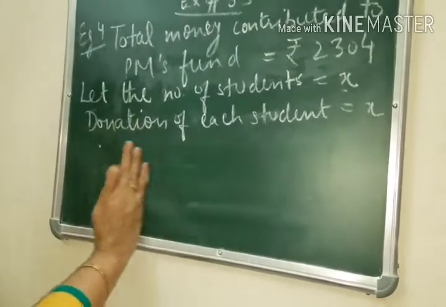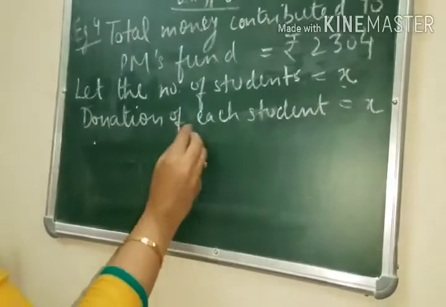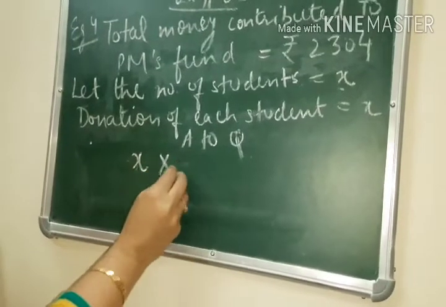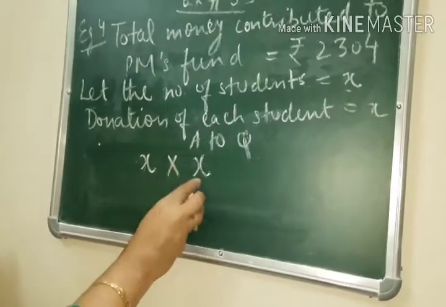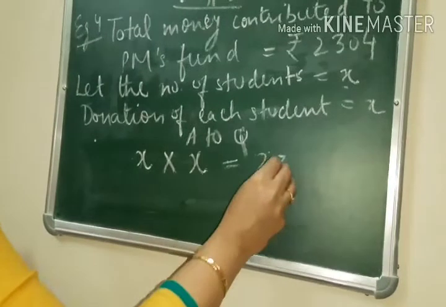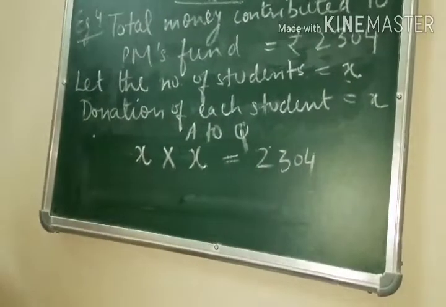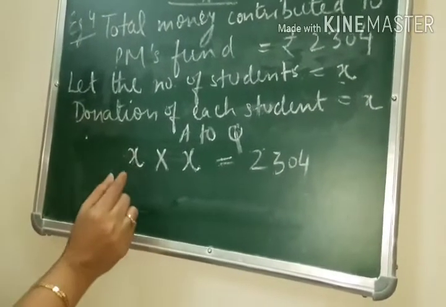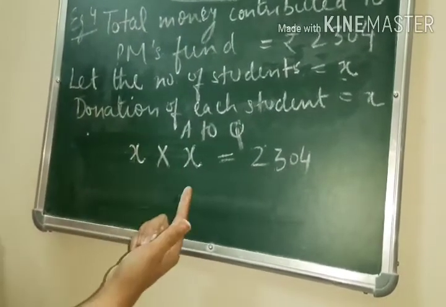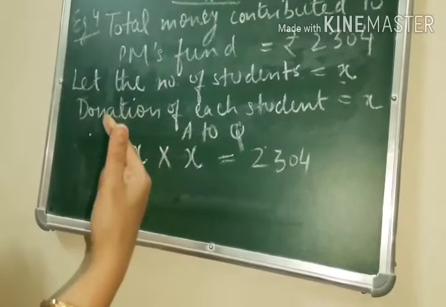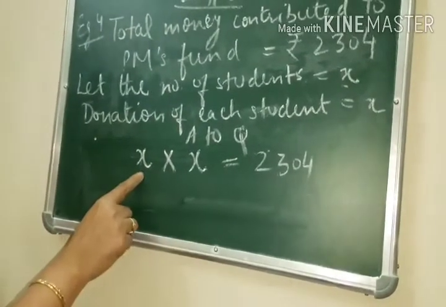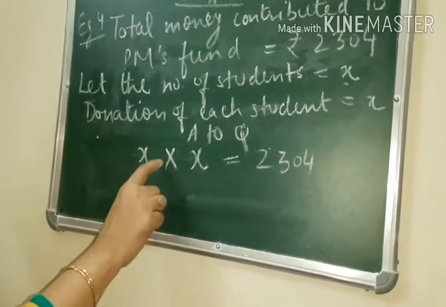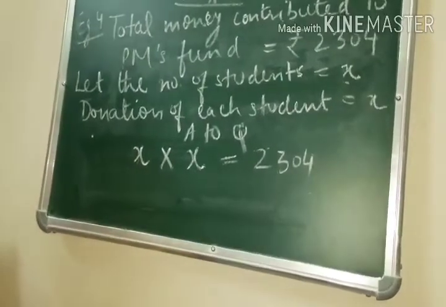Here we don't know the money, it is x. So according to the question, the number of students multiplied by the money donated, when you multiply both, you get the total 2,304. Is it clear? Again I am repeating, to find the total money we multiply. In this case, the number of students is x, and the money donated is also x per student. So x into x is 2,304.